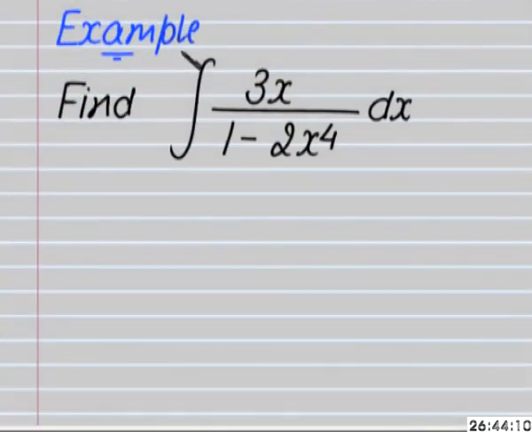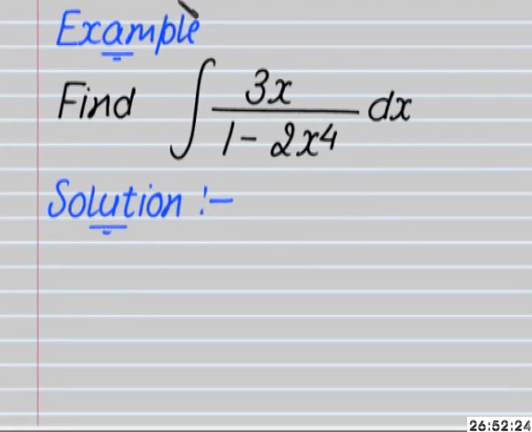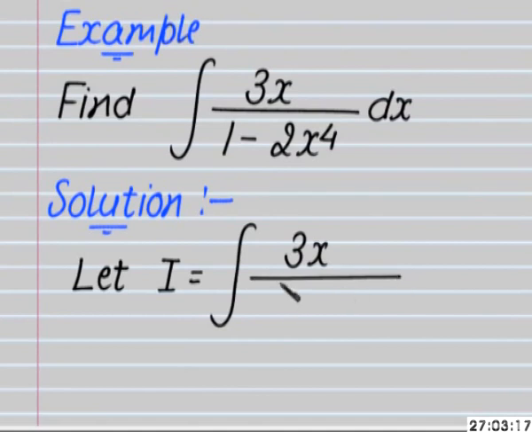Now let's hear another example. Find the integral of 3x upon 1 minus 2x to the power 4 with respect to x. Now its solution. Let I is equal to integral of 3x upon 1 minus 2x to the power 4 with respect to x.